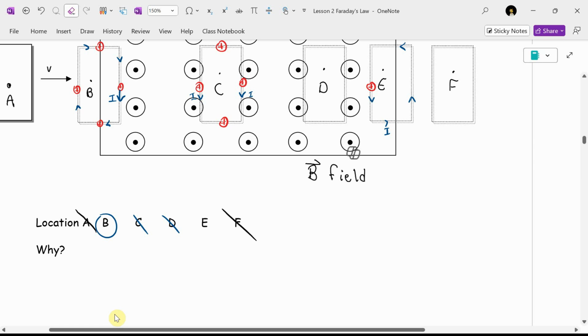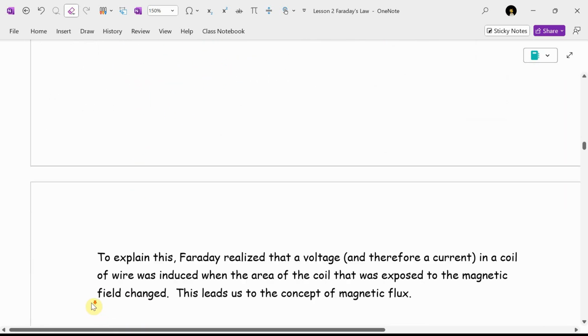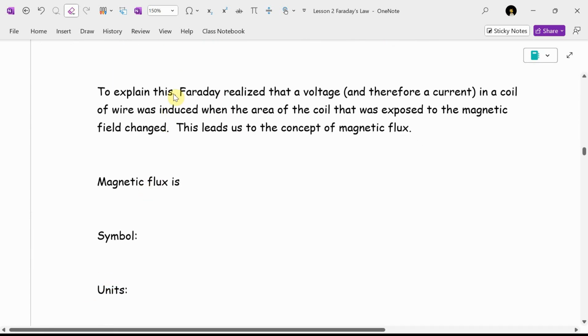So last unit we learned magnetic field is measured in, what are the units for magnetic field? Teslas. Today is your final unit of the course. So to explain this, here's what Faraday said. He said that a voltage, and therefore a current, in a coil was induced when the area of the coil that was exposed to the magnetic field changed.